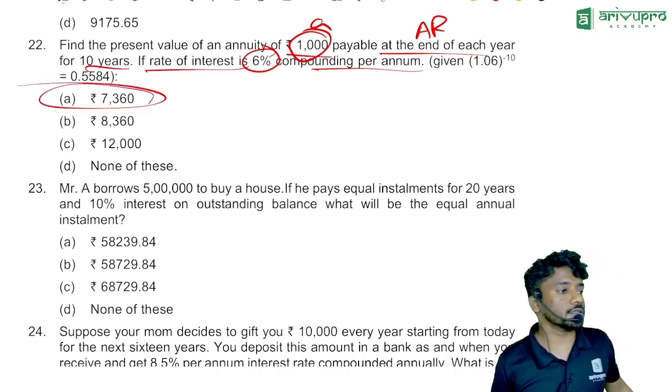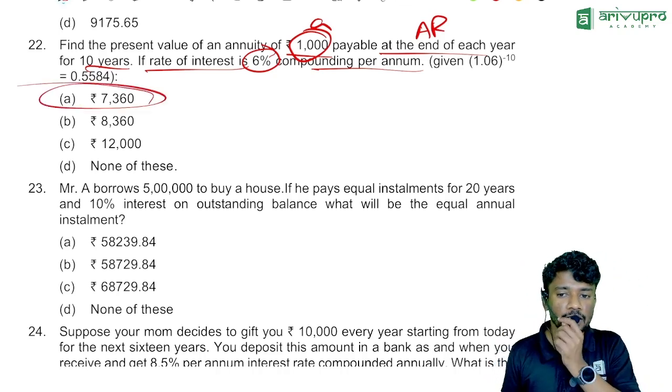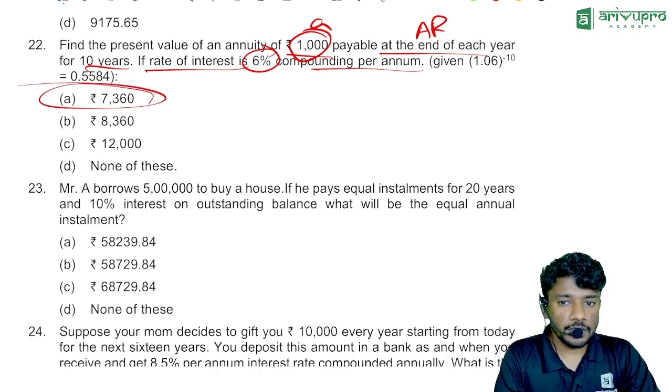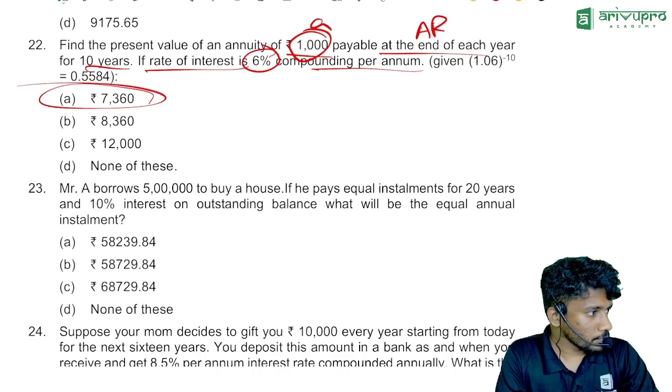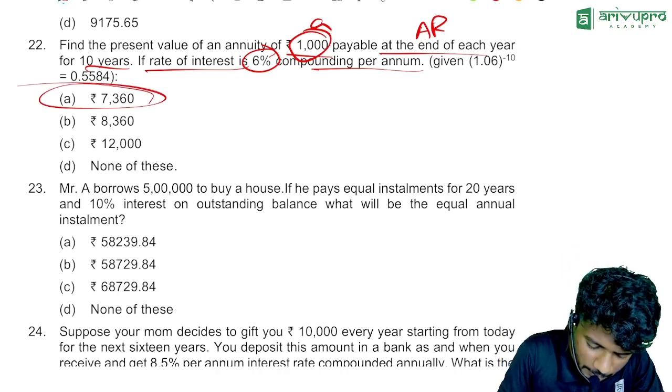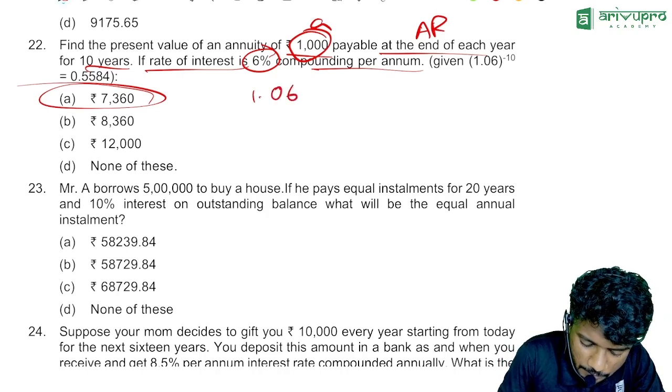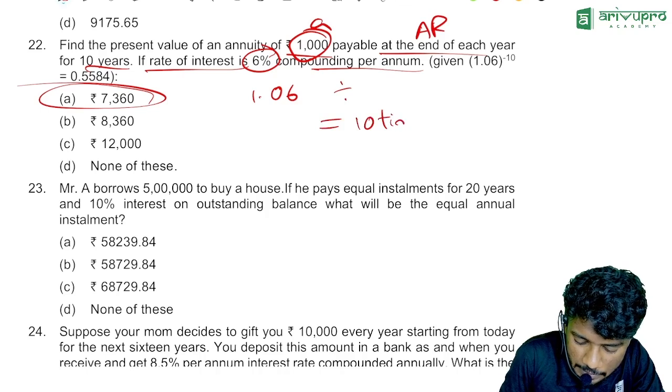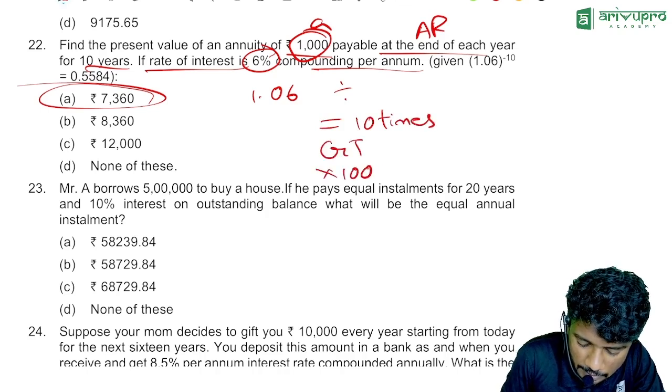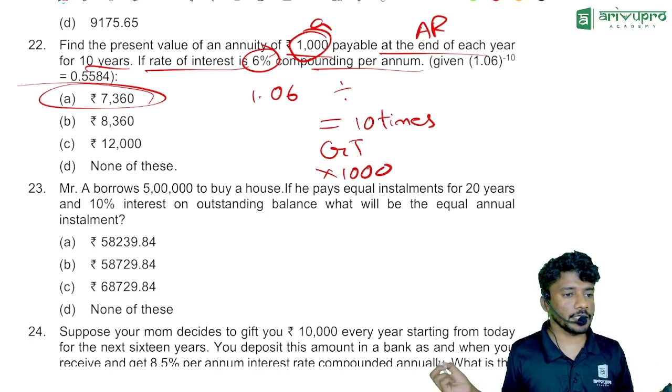Did you get the answer? Everyone got the answer? What was the method? 1.06, then divide, equal to 10 times. Then click GT. Then multiply it with 1000. That's all. You will get the answer.